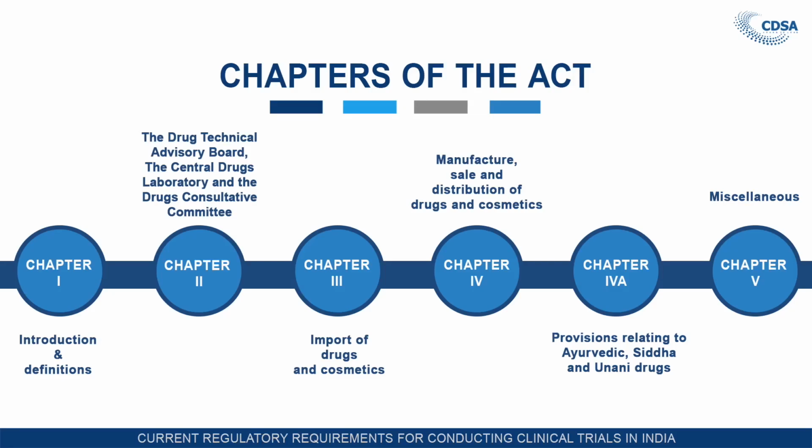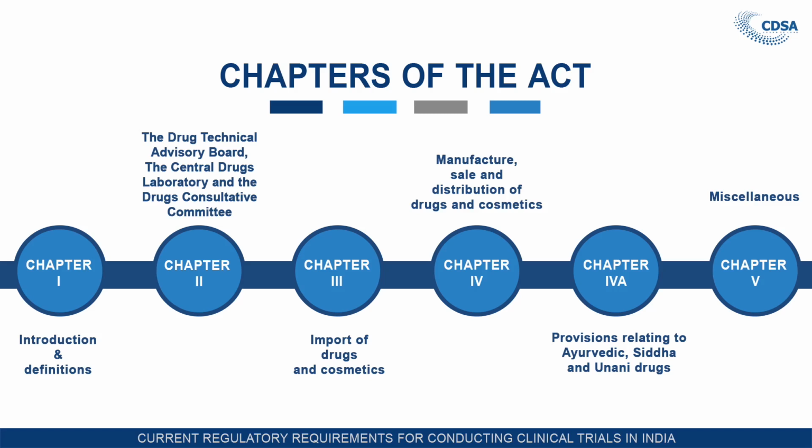Chapter 3 is of import of drug and cosmetics. In this chapter, standards of quality, what is meant by misbranded drug, what is meant by spurious drug, and what is meant by adulterated drug, everything is given. All the definitions, and if somebody imports such misbranded or spurious drug, what should be the penalties, what should be the punishment, that is also given in this chapter.